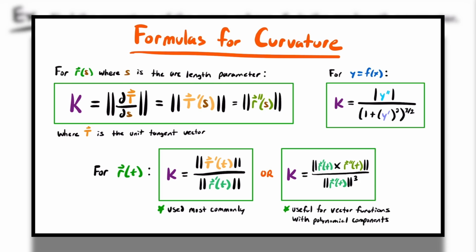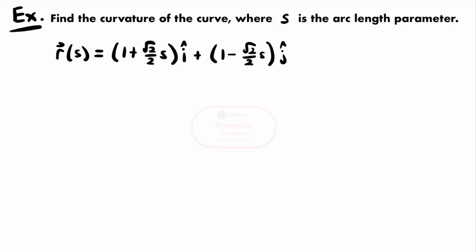If you are given a plane curve represented by y equals f of x, then you can find the curvature by taking the absolute value of the second derivative of the function, or y double prime, divided by the quantity 1 plus the first derivative, y prime, squared, and then you take that quantity to the 3/2 power. So each of these 4 formulas have specific cases where they are helpful.